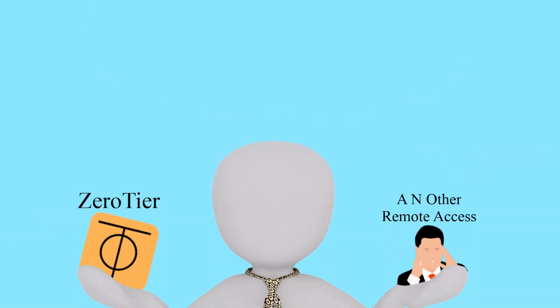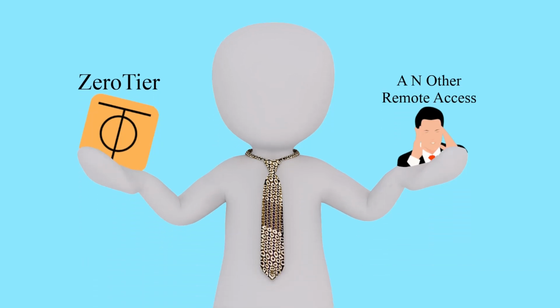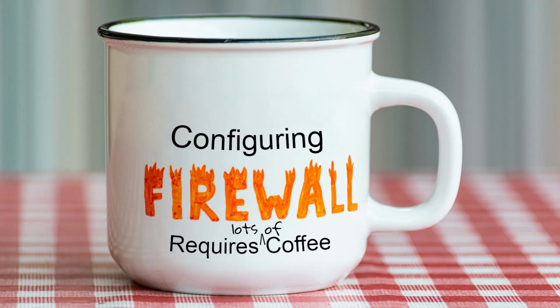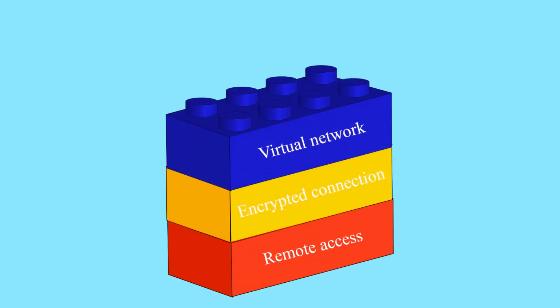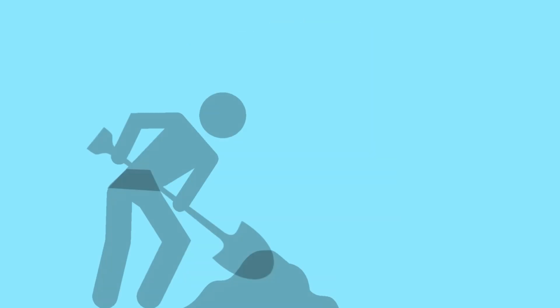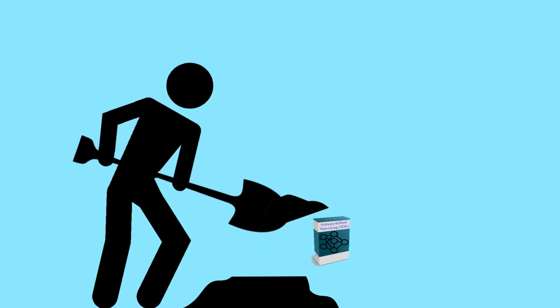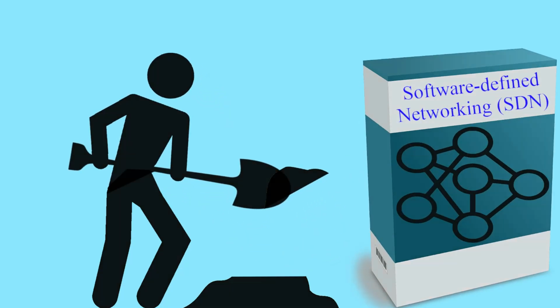Hopefully, just from what we've seen already, you can start to appreciate the advantages of using ZeroTier. Best of all, you shouldn't even need to configure your firewall or manually open any ports. Okay, now that we know what ZeroTier is and the basics of how it works, let's dig in and start setting up this software-defined networking.